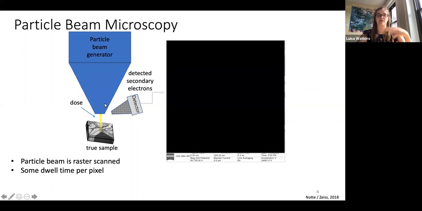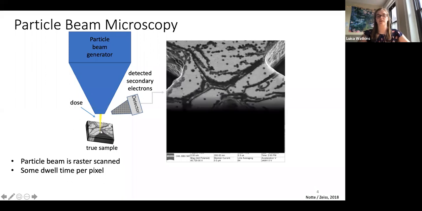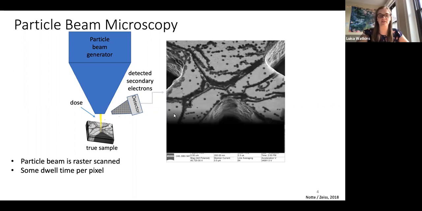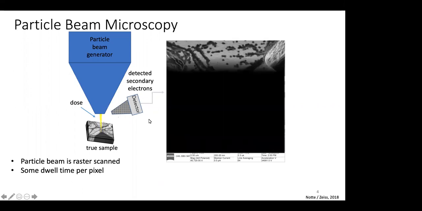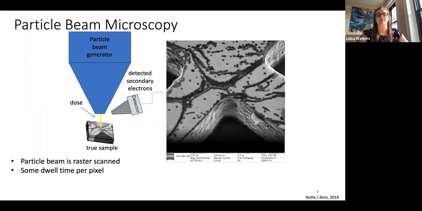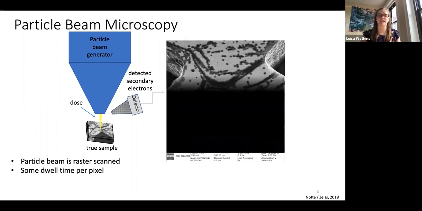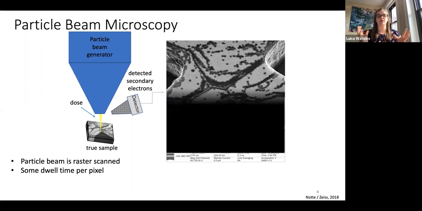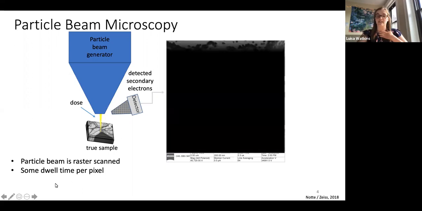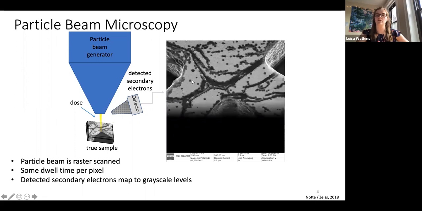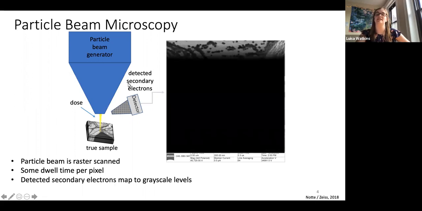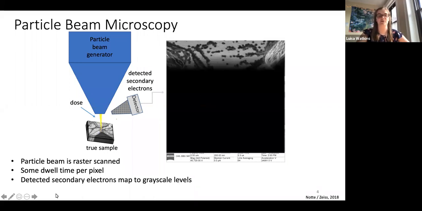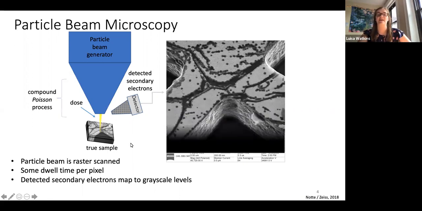And then in response, as I mentioned, we're shooting particles at the sample. In response to the particles, we get secondary electrons that are detected. What happens is we have particles hitting the sample, and then, because of this reaction, we get a burst of secondary electrons. This is what's detected, and that's actually what is used to recreate the image, because these detected secondary electrons map to grayscale levels. And that's the information that's used to reconstruct the image of this sample.